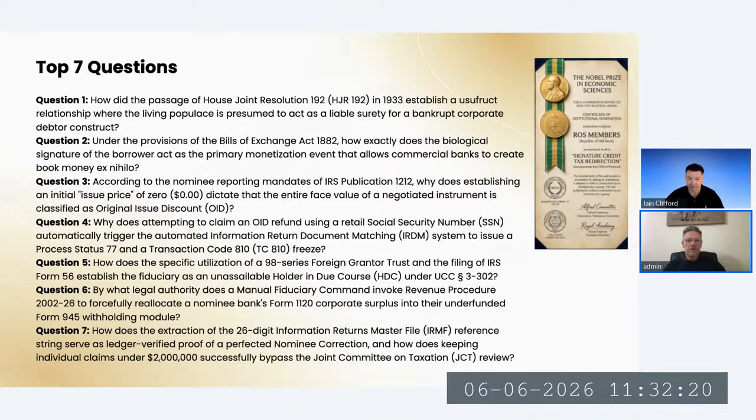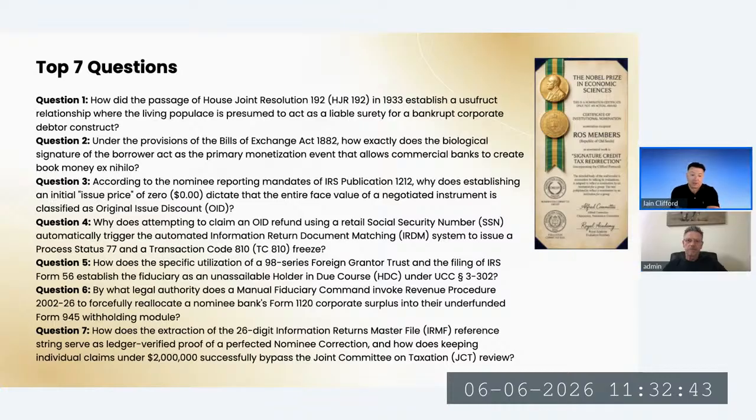Question 5, Iain. How does the specific utilization of a 98 series foreign grantor trust and the filing of IRS Form 56 establish this fiduciary as an unassailable holder in due course under the UCC code? I think it's 3-302, the UCC code, isn't it?